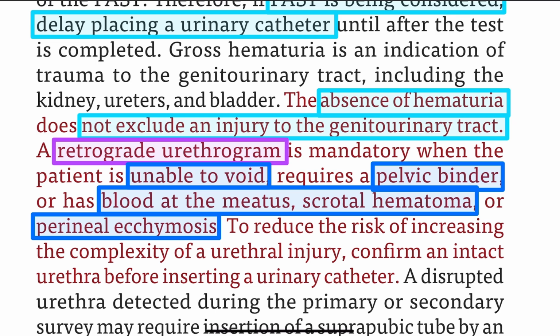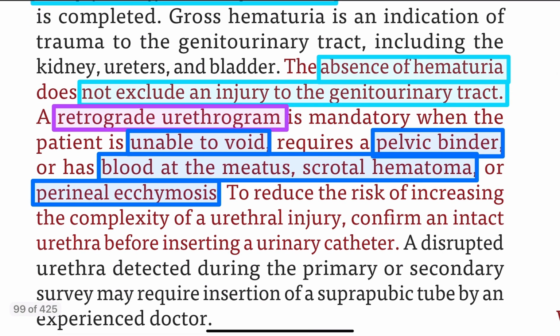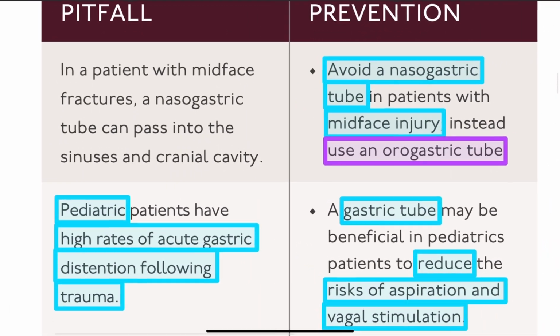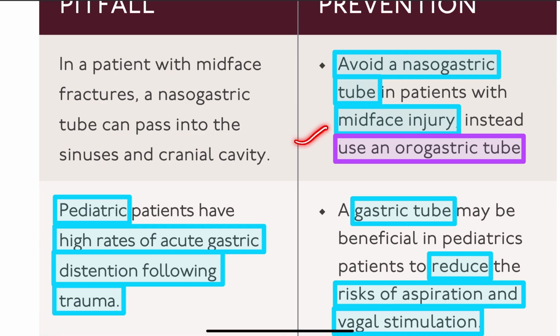In this case, you should do a retrograde urethrogram. It is indicated when the patient is unable to void, has required a pelvic binder, has blood at the meatus, scrotal hematoma or perineal ecchymosis. In these cases, you should do a retrograde urethrogram. On the same line, avoid nasogastric tube in mid-face injury; use an orogastric tube.